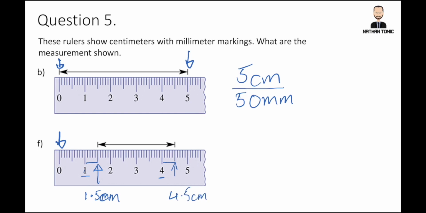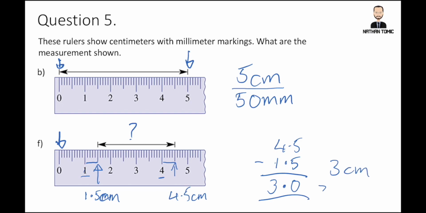So the distance in between here is the difference between 4.5 minus where it started from being 1.5 centimeters. Again, keep everything lined up when you're doing subtraction of decimals. So 5 from 5 is 0. Keep your decimal lined up. 1 from 4 is 3. So the distance of the arrow shown is 3 centimeters. Again, we could call this 30 millimeters, but really we want the simplest answer because it doesn't specify, so we'll go with 3 centimeters.